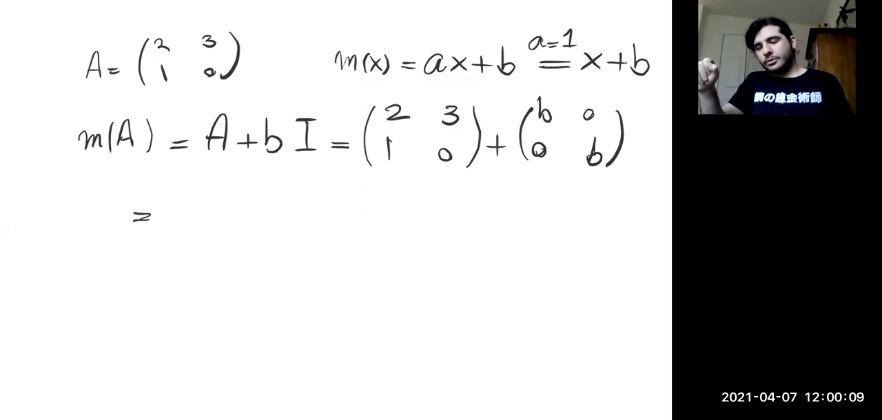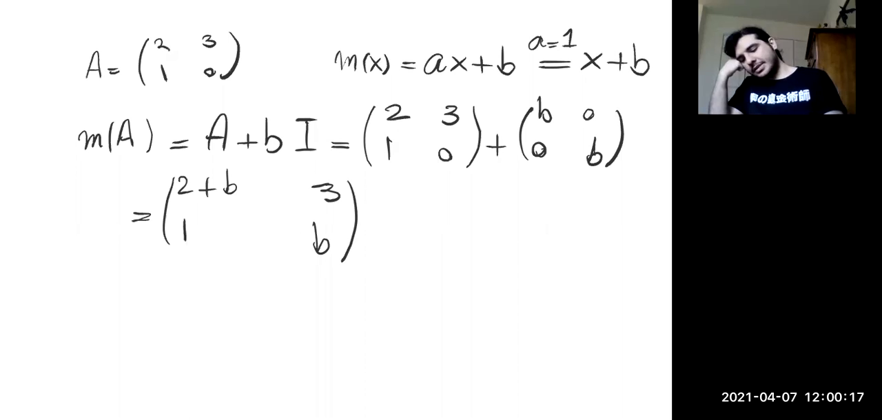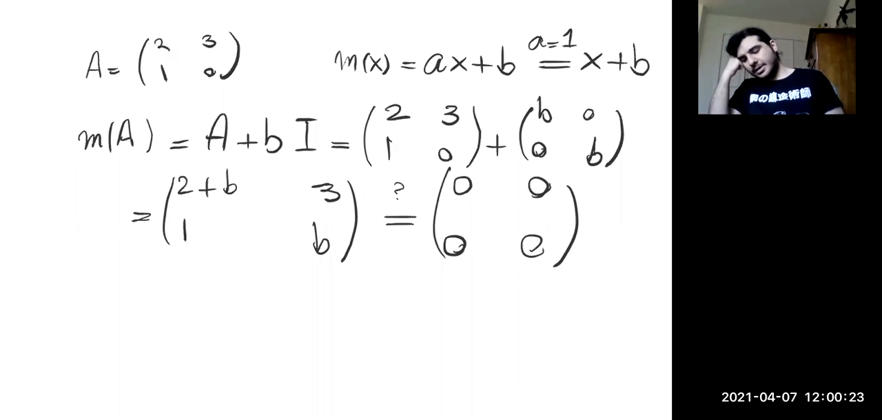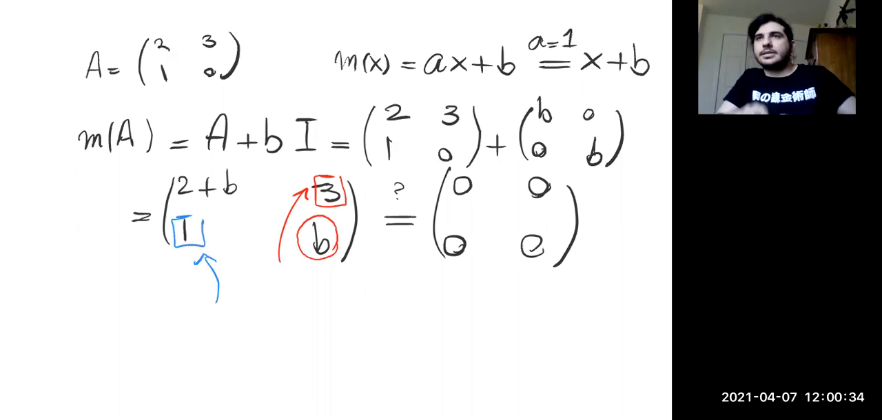Now this sum is equal to 2 plus b, 3, 1, b. We want this to be 0. Is it equal to the 0 matrix? No, it's not. Even for any choice of b, we still have 3 here and we have 1 here, and they can never be 0, right? 3 is not 0, 1 is not 0. Doesn't matter what number you choose for b, this matrix is not going to be 0. Okay, does that make sense?